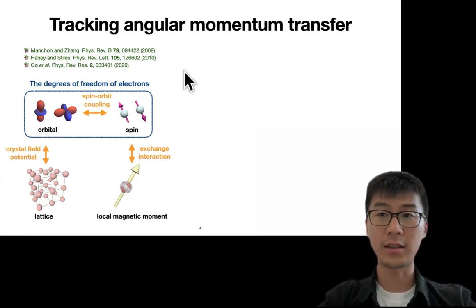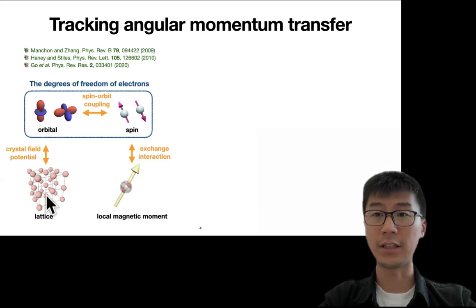For solid state systems with electrons, we generally have the following degrees of freedom. That is the orbital and spin parts of electrons, which are coupled by spin-orbit interaction, or spin-orbit coupling. And then these interact with the local magnetic moment by exchange interaction between the spin and local moment, and between orbital and lattice by the crystal field potential.